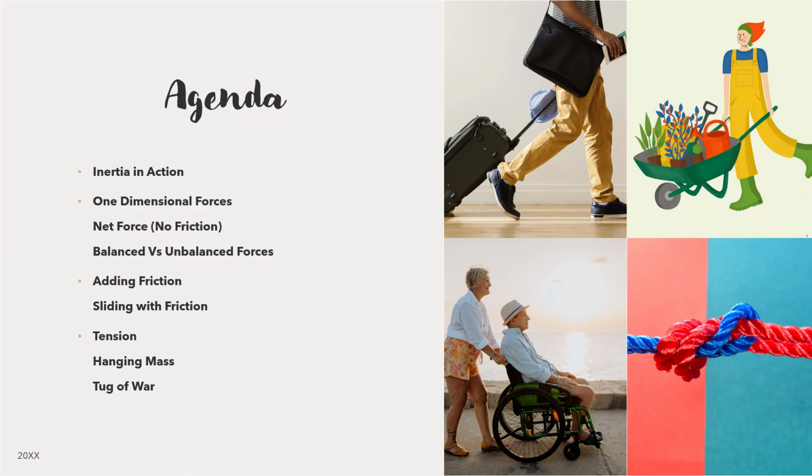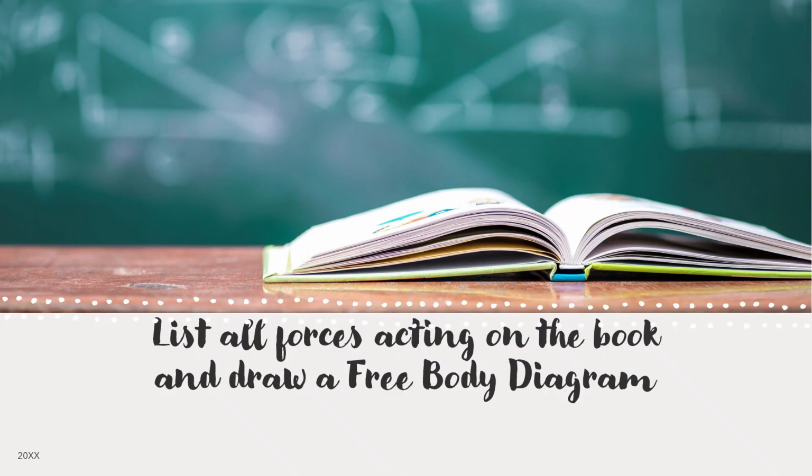So let's get started. Looking at this book over here, there's a book sitting on a table. Let's go ahead and try to list all the forces acting on this book, and let's try to draw a free body diagram. The first thing I want you to remember is that when we are drawing a free body diagram, we are identifying all forces acting on the object. The force going upward is going to be called the normal force. The force going downward is going to be the force of gravity. If there's a push or a pull, then we will identify it in the left or right, depending on which direction the extra force is acting on.